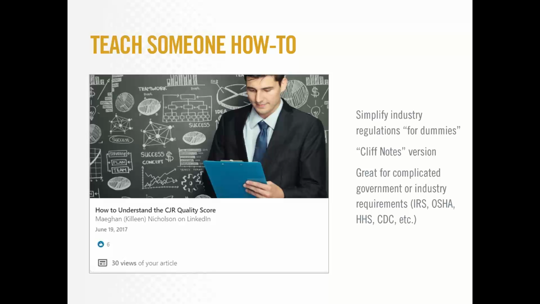This is great for complicated industries like healthcare, tax laws, or insurance. It shows you really know what you're talking about, and you become a trusted expert. So the article shown here was, Medicare put out this huge new regulation on joint replacement surgeries that was very complicated and full of jargon. And so I wrote a short blog about how to understand how a hospital would be scored with this new regulation that people found really valuable.